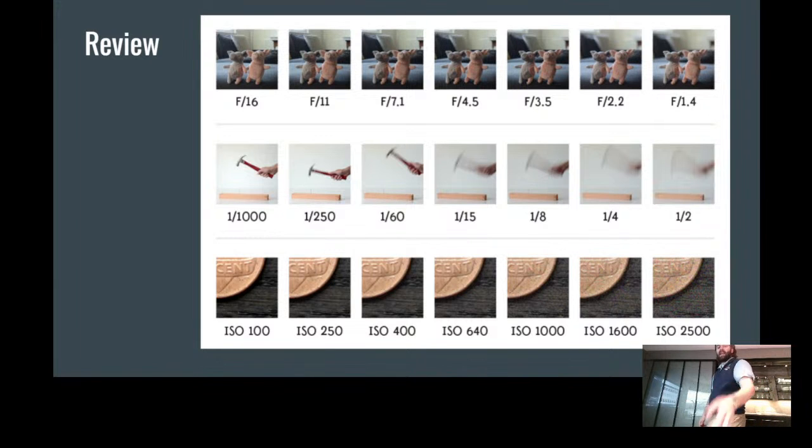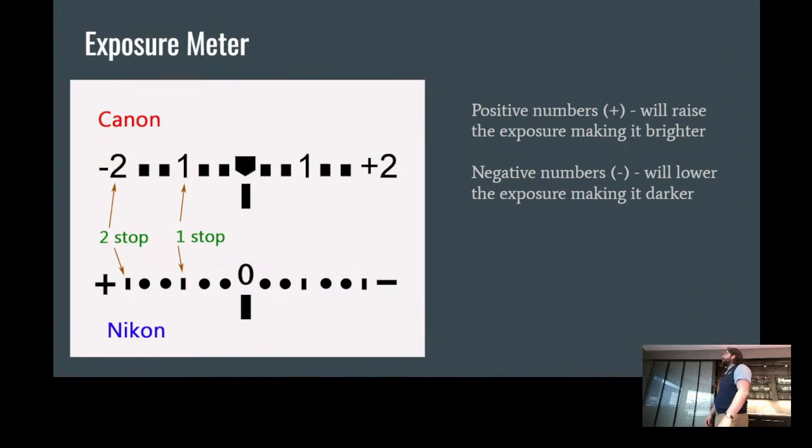Now there's other settings to keep in mind too. We have our exposure meter. Positive numbers will raise the exposure meter, making our photo appear brighter. Negative numbers, or lower numbers, will lower the exposure, making it darker. Typically, if we look at our camera, we might see something that looks like this.